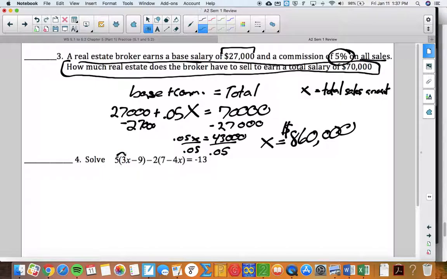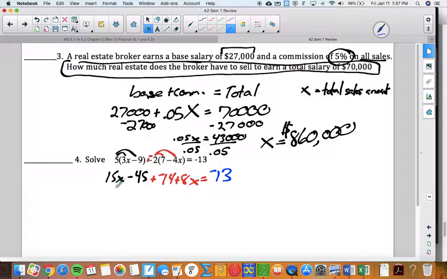Number 4, we're solving this equation. I see some distribution I have to do here. Be careful on the second distribution. That's a negative 2 we're distributing in. So we get 15x minus 45 plus negative 14 plus 8x equals negative 13.